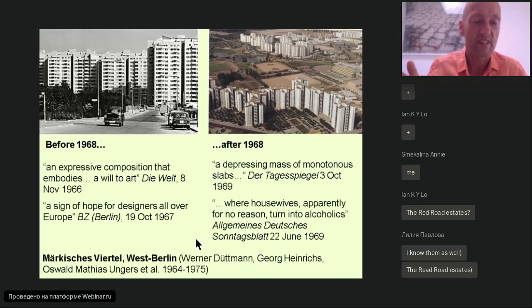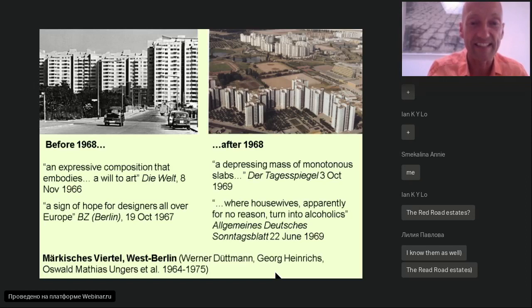So you can see this from the titles here: an expressive composition that embodies a will to art, you know, blah, blah, blah, a sign of hope, and then a depressing mass of monotonous slabs where housewives apparently for no reason turn into alcoholics. So what happened between 1968 and after 1968?